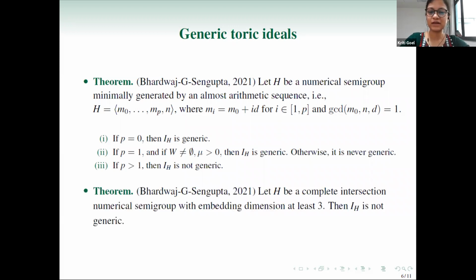Of course, the other result which we prove is for the numerical semigroups which are complete intersection, in particular, the numerical semigroups whose semigroup ring is a complete intersection. And we prove the following. If we have a complete intersection numerical semigroup with embedding dimension at least 3, then we prove that the defining ideal is never a generic toric ideal. So this is one piece of information which in generality we could say about complete intersection numerical semigroups.